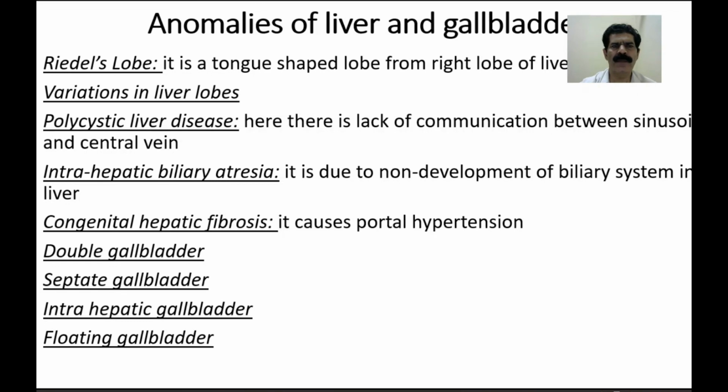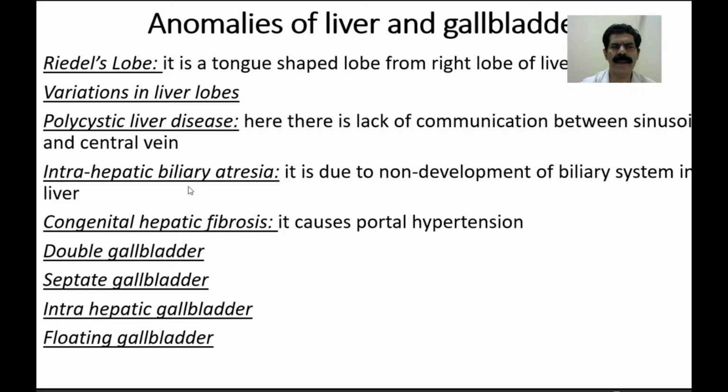Now, regarding the anomalies of the liver and the gallbladder, the Riedel lobe is one of them, a tongue-shaped lobe that may be found in the right lobe of the liver, or there may be variation in the various lobes of the liver. There may be polycystic liver disease, which may be associated with polycystic disease of the kidney also in some cases. When there is a lack of communication between the sinusoidal system and the hepatocytes and the central vein, this may be the cause of polycystic liver disease.